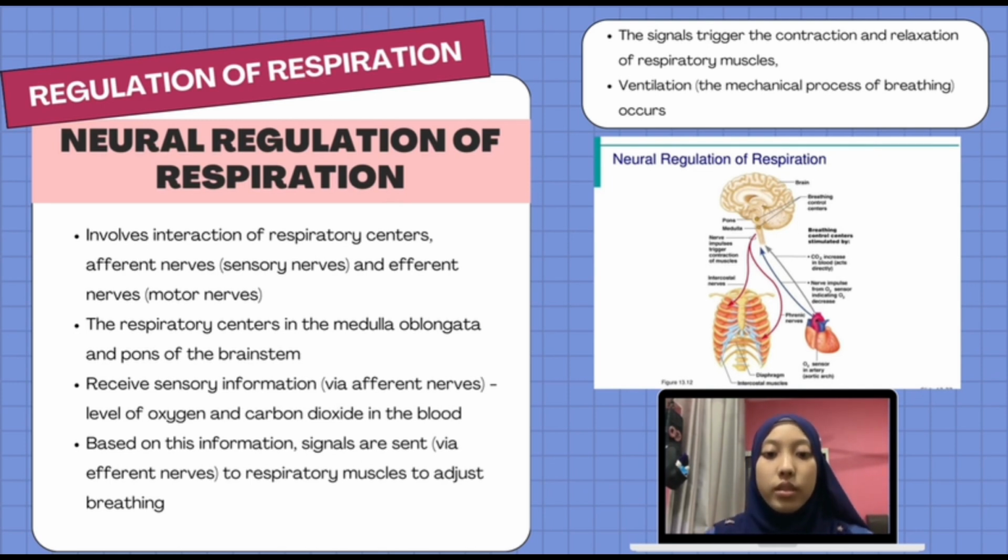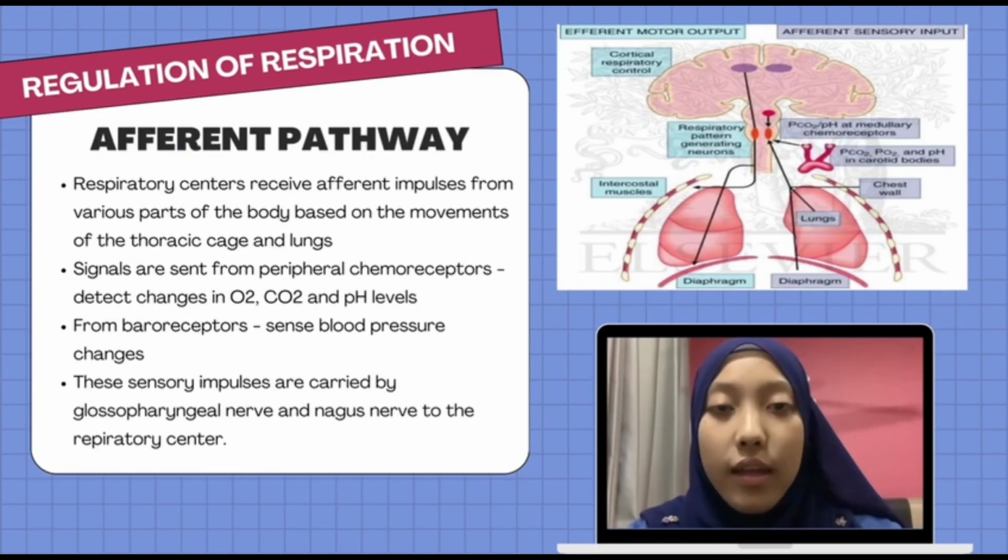Then, the signals trigger the contraction and relaxation of respiratory muscles, leading to ventilation, which is the mechanical process of breathing. The ventilation ensures that oxygen enters the lungs and carbon dioxide is expelled. And then the afferent pathway, which is the respiratory centers, receive afferent impulses from various parts of the body based on the movements of the thoracic cage and lungs.